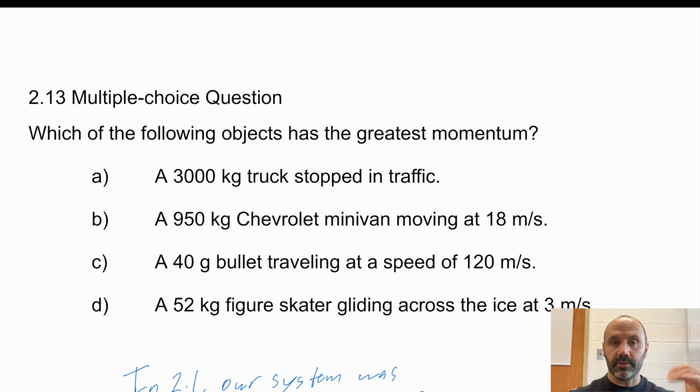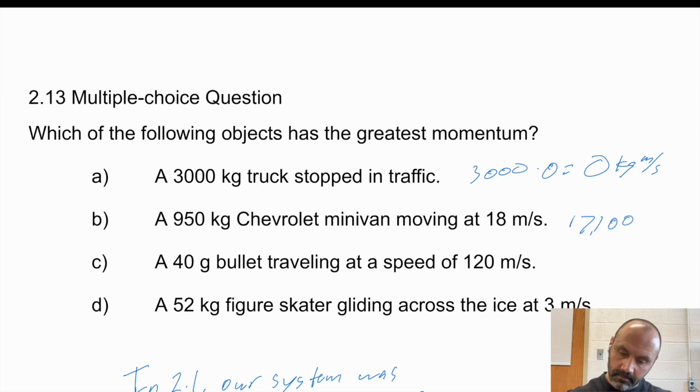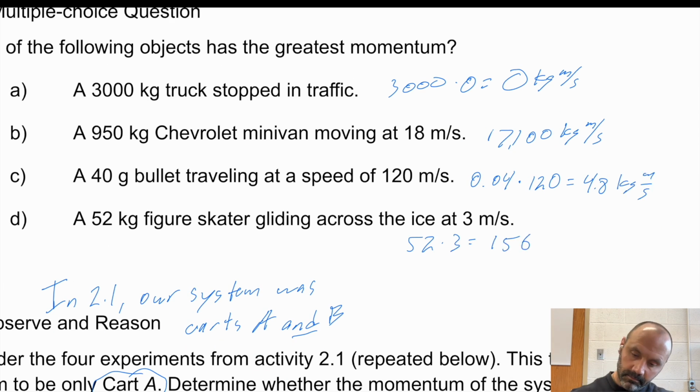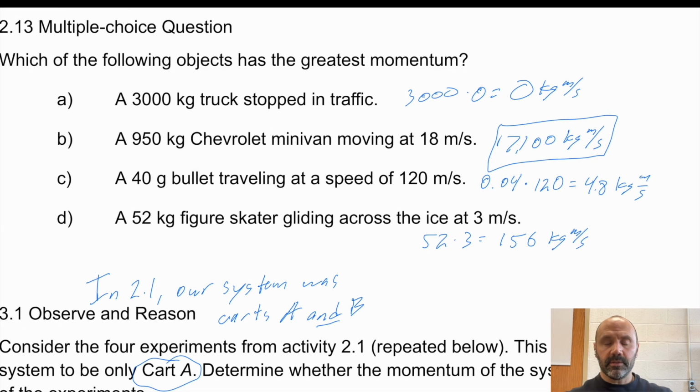For 2.13, we're just asking which of these has the biggest momentum. And so what you do is you just calculate the momentum for each of them, mass times velocity, and then find which one has the most. So when we calculate the momentums, that's what we get. By the way, for C, you have to convert from grams to kilograms.